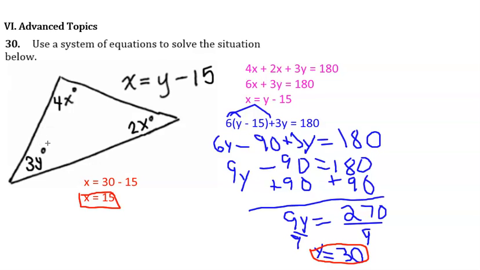Now to find our angles, we're going to evaluate. So this will be 30 times 3. That would be 90 degrees. And then we have 2 times 15. That would be 30 degrees. And then our last one, 4 times 15, would be 60 degrees. And their side length would just be 15. And that would be our solution to this situation.